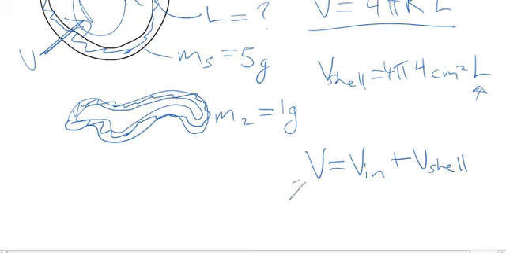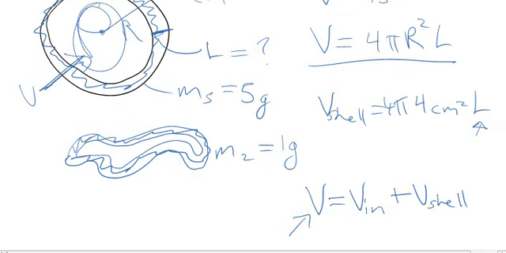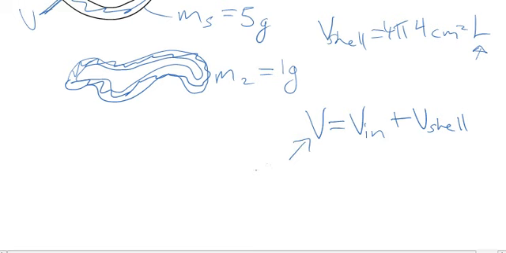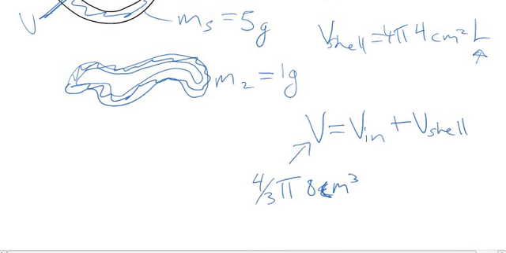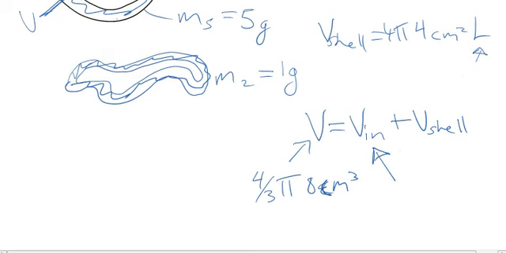And so we know this one because we can use the equation I showed you here for the volume of a sphere. So this is just 4/3 pi, and then we had 2 centimeters, so this is going to be 8 centimeters cubed. And so that's what our volume is for the entire thing. And so the question is, how do we figure out V in? Well, that's the inside here of this thing, the liquid that we took out.